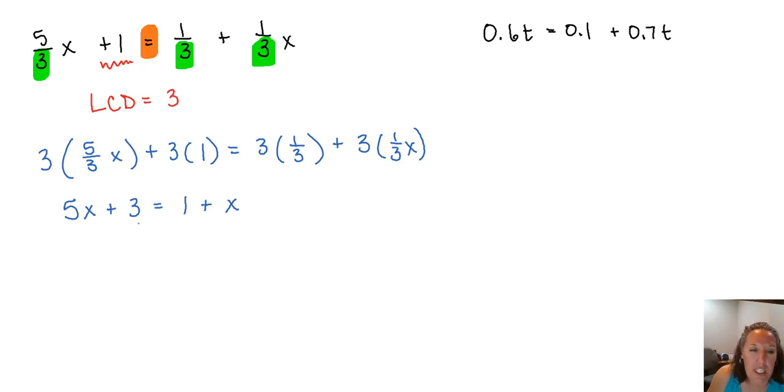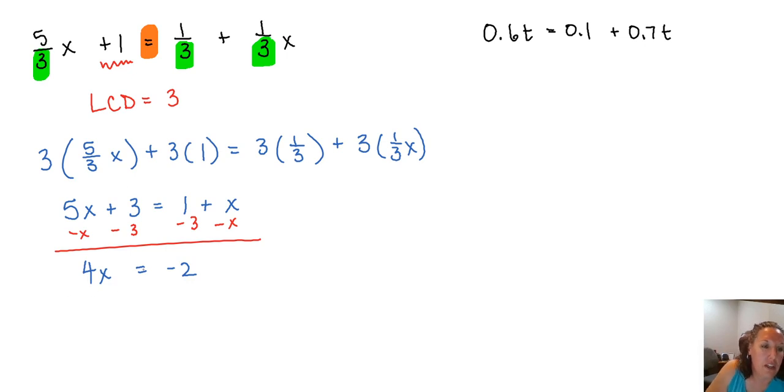Get all of our x's on one side, get everything that doesn't have an x on the other side. So I'm going to subtract this 3 from both sides. And this is a plus x, so I'm going to subtract x from both sides. So when we do that, we'll get 5x minus x. Make sure that those are like terms. They both have to be x to the first power. And we get a 4x plus 3 and minus 3 add to 0. On the right-hand side, we get 1 minus 3 is a negative 2. And then plus x minus x adds to 0.